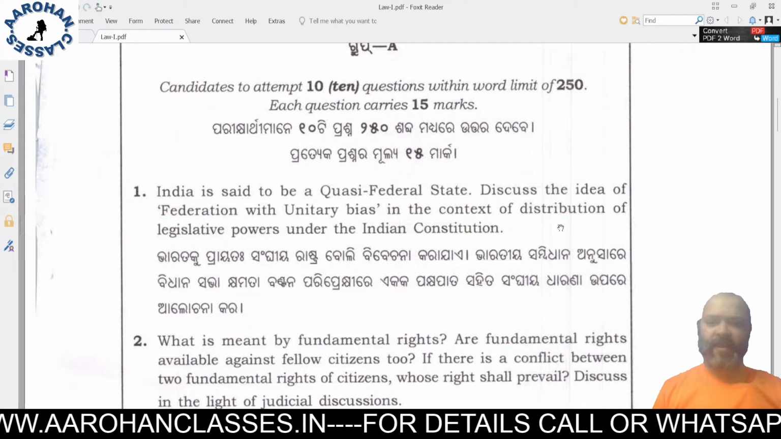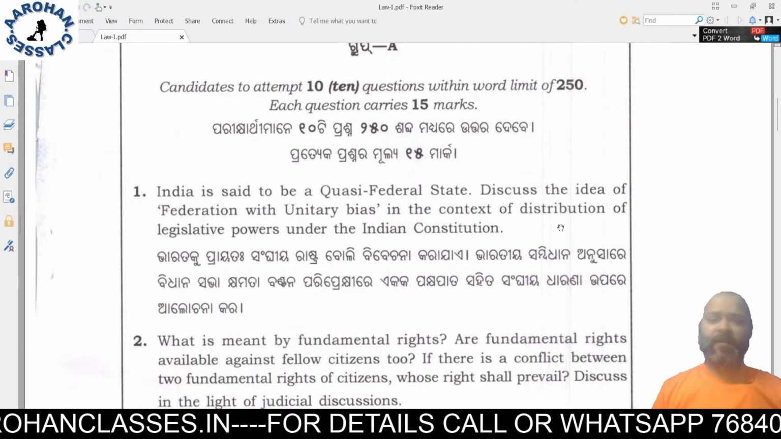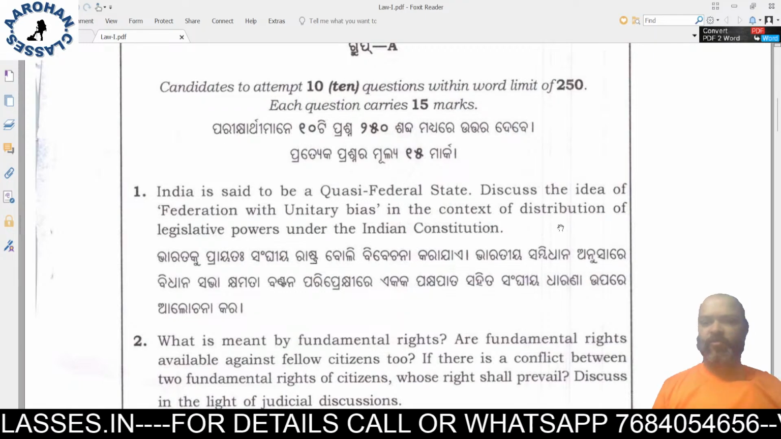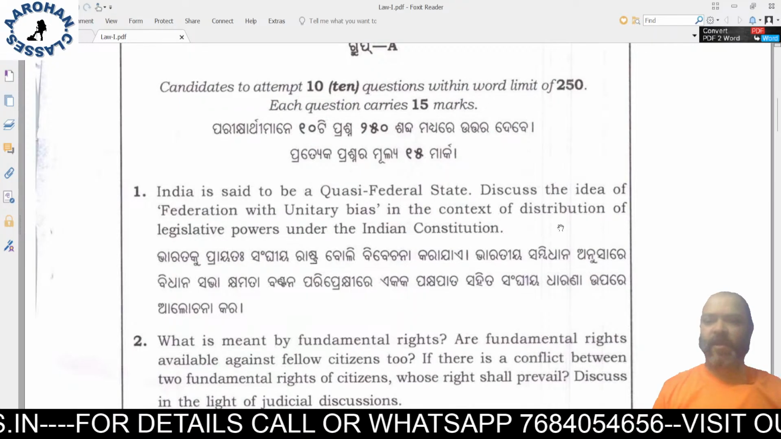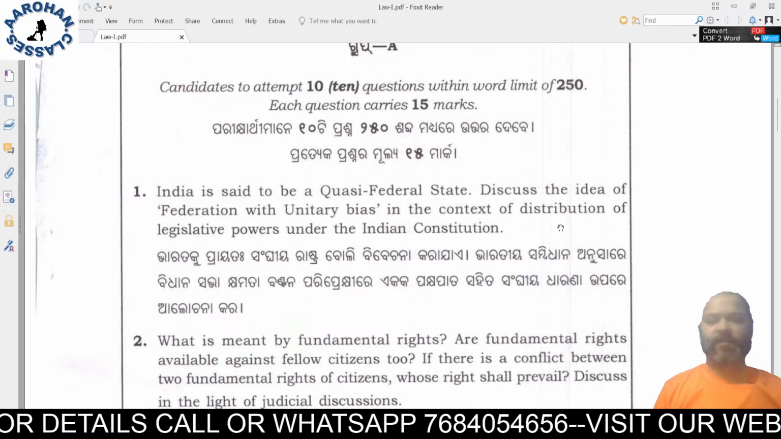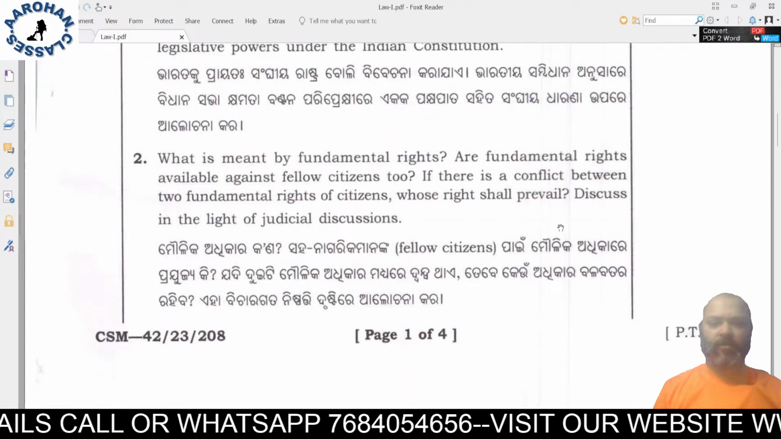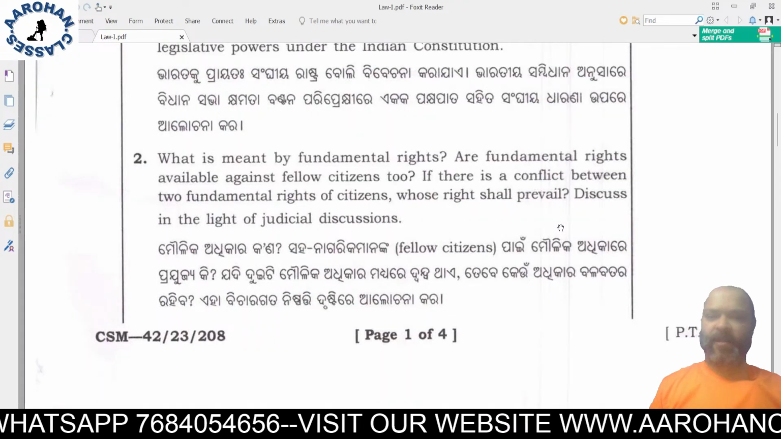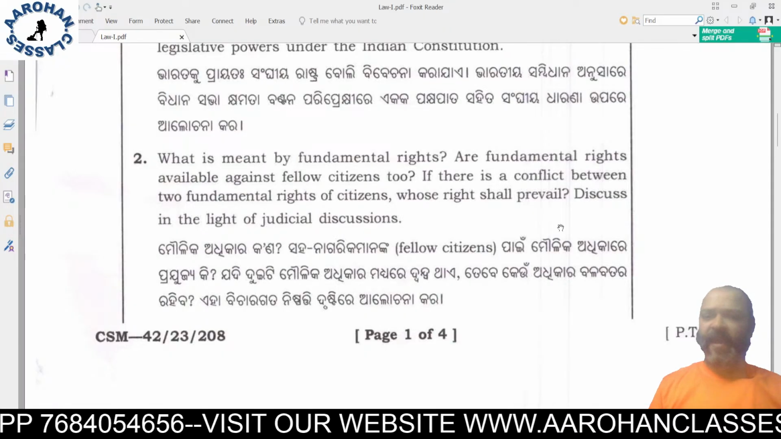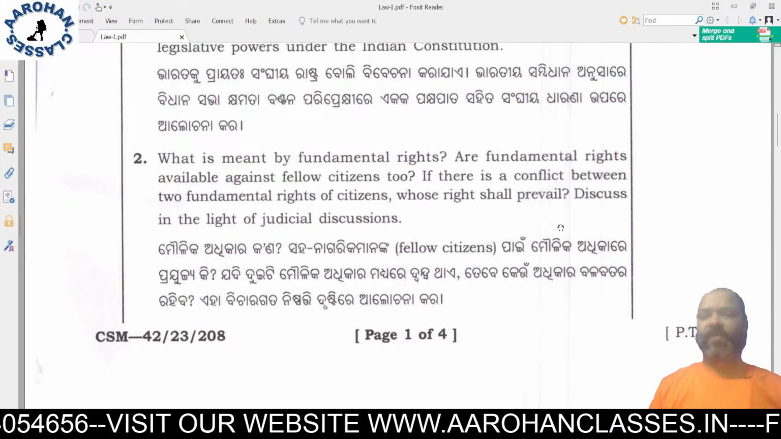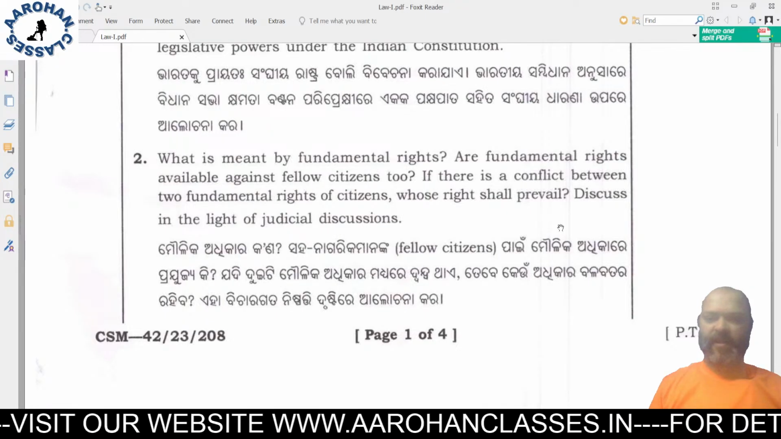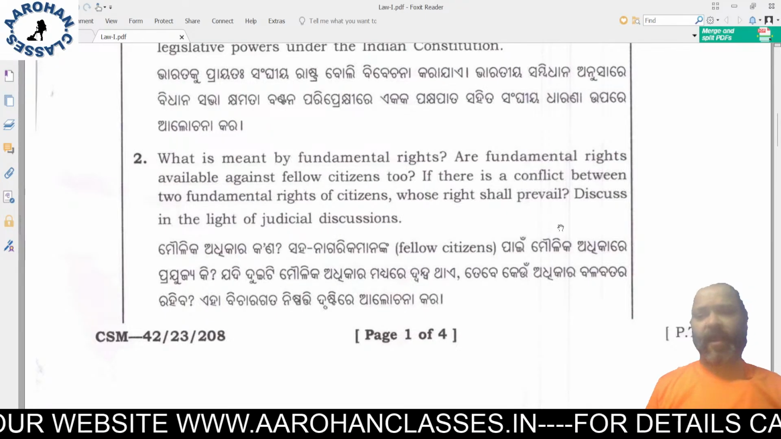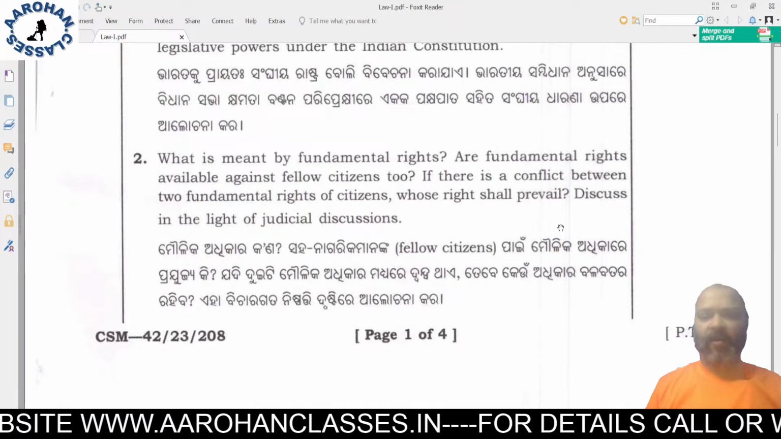So India is said to be a quasi-federal state. Discuss the idea of federation with unitary bias in the context of distribution of legislative powers under the Indian Constitution. Question 2. What is meant by fundamental rights? Are fundamental rights available against fellow citizens too? If there is a conflict between two fundamental rights of citizens, whose right shall prevail? Discuss in light of judicial decisions.